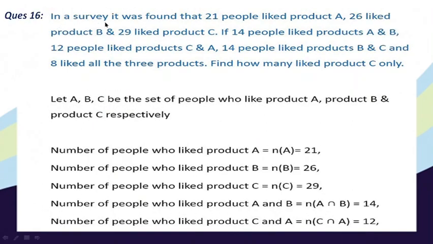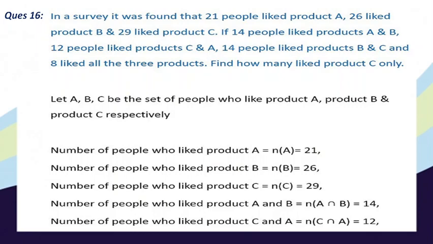Question number 16. In a survey it was found that 21 people liked product A, meaning n(A) is 21, 26 liked product B, n(B) is 26, 29 liked product C, n(C) is 29. 14 people liked products A and B, meaning the intersection of A and B. 12 people liked C and A, meaning the intersection of C and A. 14 people liked products B and C, meaning the intersection of B and C. 8 liked all 3 products, meaning the intersection of A, B and C.